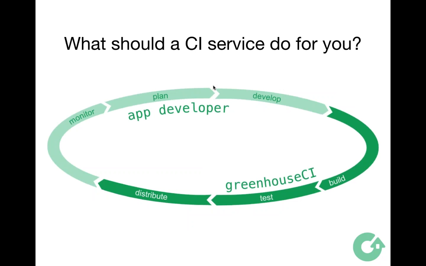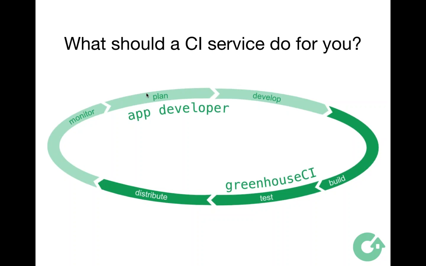So just to show you what we think about as the requirement for a CI service: what should a CI service do for you? What should you look for in a good CI service? And the way we break it down, with this familiar diagram, is as you see here. Planning and application development are obviously up to the developer, and then Greenhouse takes over and builds your application, runs automated tests on it, and then distributes it in whichever manner you've configured it.